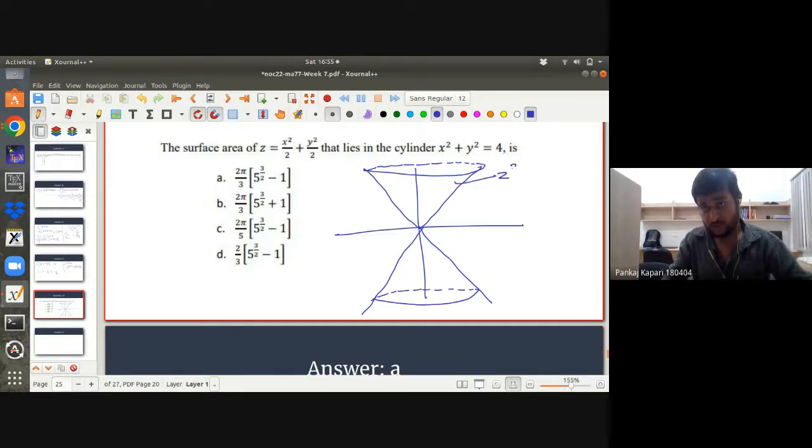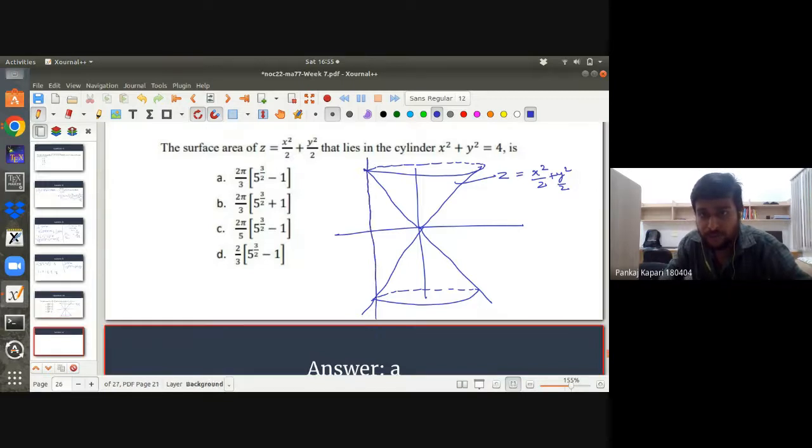Okay, so this is a cone which is z equal to x square by 2 plus y square by 2. And there is a cylinder also which is x square plus y square equal to 4. So this cylinder cuts this cone somewhere, and after some time the surface of the cone will go outside of the cylinder. So we have to find the area of that portion of the cone which lies inside the cylinder.